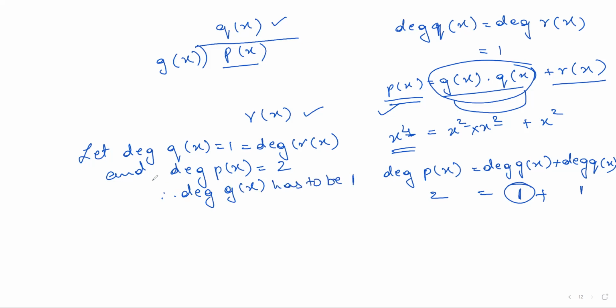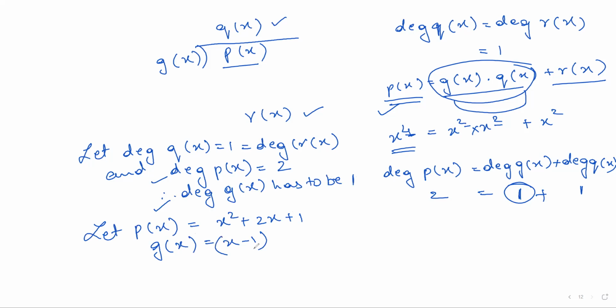Now let's assume certain values of p of x and g of x. Let p of x be equal to x squared plus 2x plus 1, and g of x be equal to x minus 1. So x squared plus 2x plus 1, and this is x minus 1.